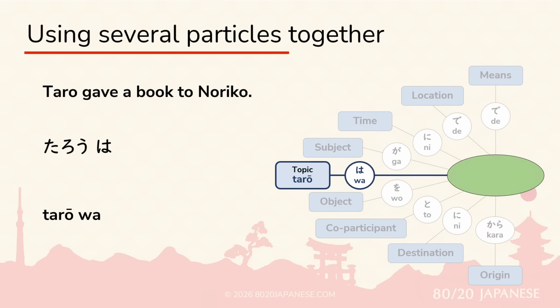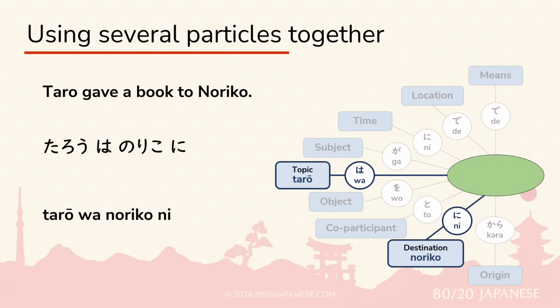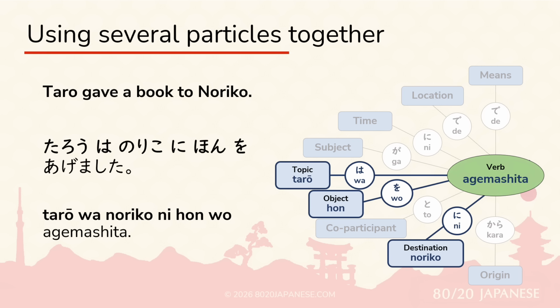Taro wa Noriko ni hon o agemashita. Let's look at each of the pieces. We have the topic again, Taro, marked by the particle wa. We have the object, which is hon, that means book, marked by the particle o. And we have the destination, which is Noriko, marked by the particle ni.